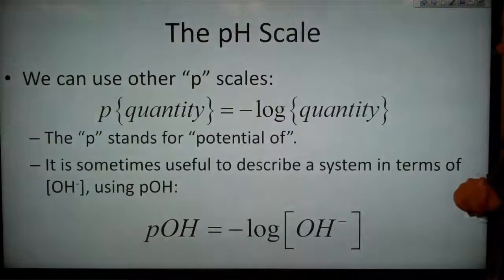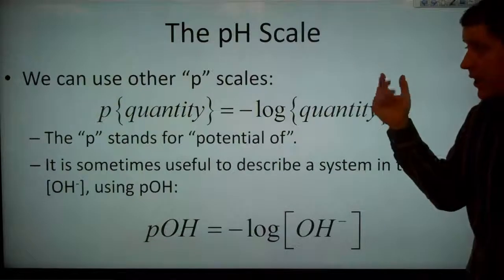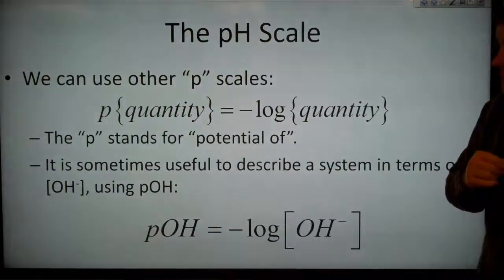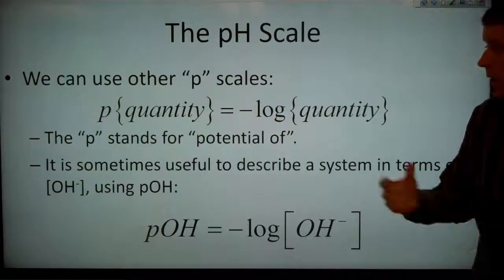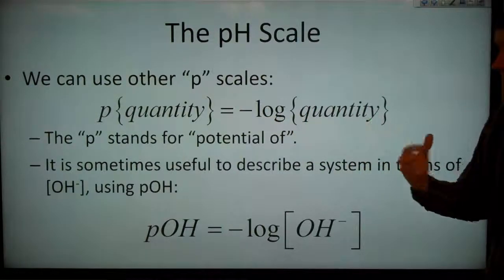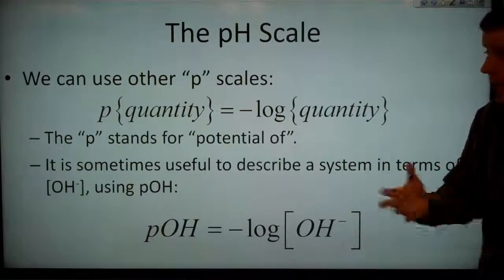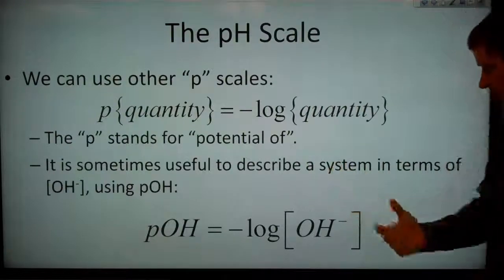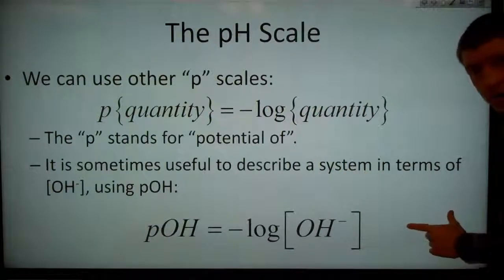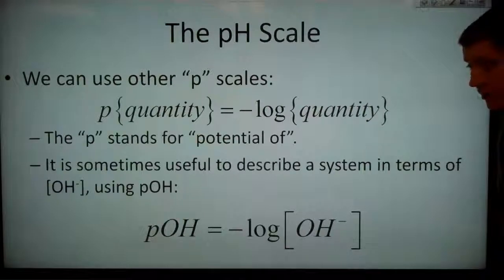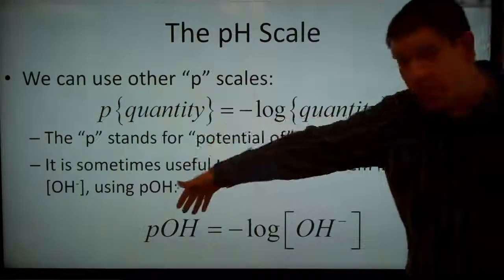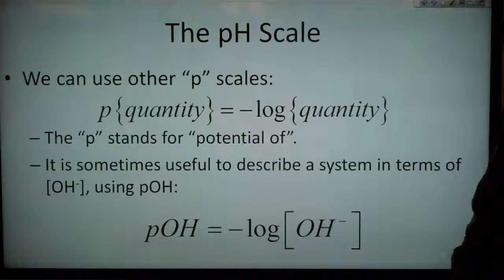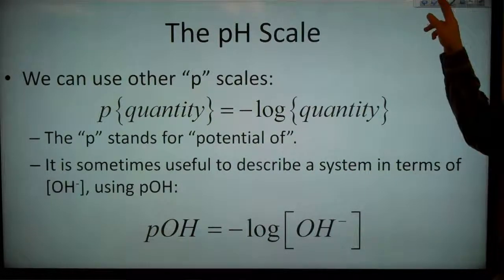Again, we can use other P scales. So here, the P of some quantity is equal to minus log base 10 of whatever that quantity is. Again, there our P stands for the potential of, and so sometimes it's useful for us to describe a system in terms of the hydroxide ion concentration using pOH. So pOH, again, is equal to minus log base 10 of the hydroxide ion concentration.